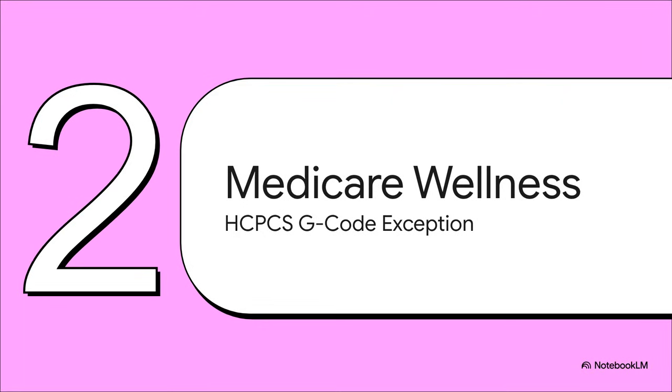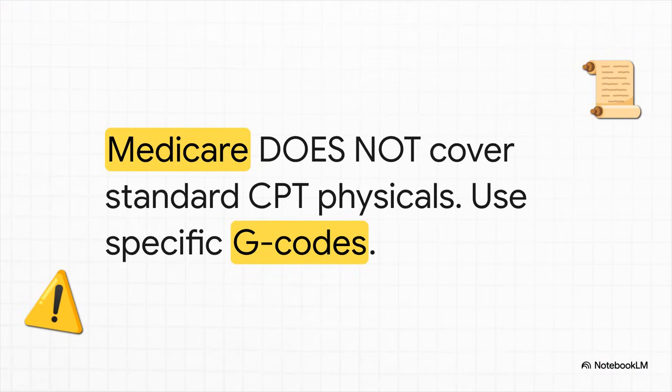Which brings us to Section 2, the Medicare Wellness Framework and the HCPCS G-code exception. Here's where things get a bit wild. Original Medicare essentially throws out those standard commercial CPT codes entirely. This is a very painful lesson for a lot of newer coders. If you try to bill a 99397 to Medicare for a routine physical, you are getting a flat denial. No way around it. Instead, we have to navigate Medicare's highly specific, totally separate G-code framework for wellness visits.